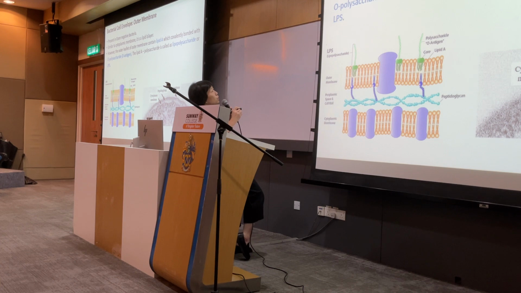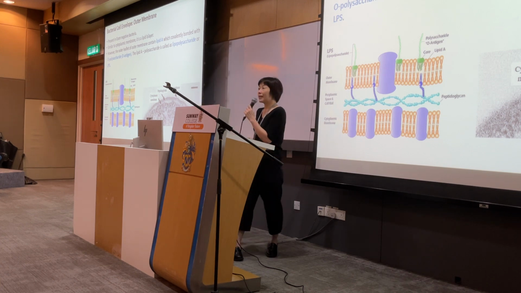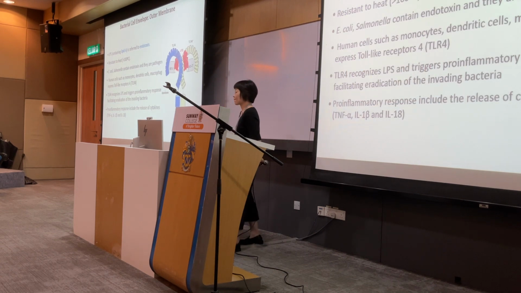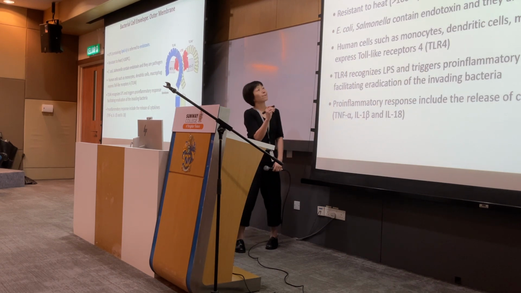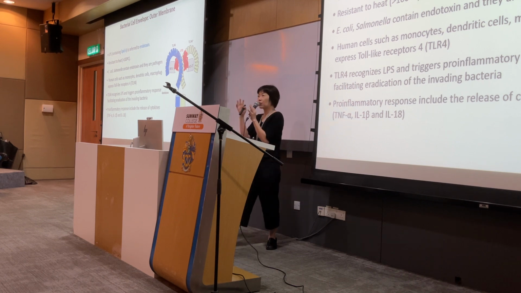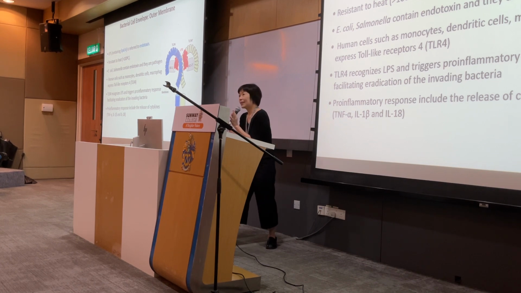And sometimes we also call it another name. What is another name of that? Endotoxin. Why is it called endotoxin? Because it is toxic to humans. Why is it called endo? Because this LPS is part of the structure of the outer membrane of the bacteria. So it's part of the bacterial structure. So it's called endotoxin. You have another name called exotoxin.